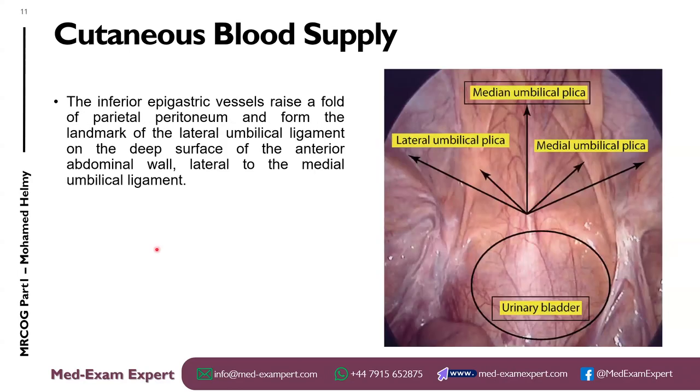One of the important clinical implications, especially during laparoscopy, is the landmark of the inferior epigastric vessels. The passage of the inferior epigastric vessels beneath the anterior abdominal wall raises a fold of peritoneum, as we can see here. In this graph, we have lateral umbilical folds, one is here and another one is here. This is a landmark, the lateral umbilical ligaments, on the deep surface of the anterior abdominal wall.